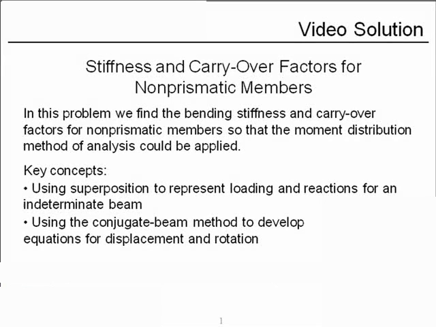If we have a frame with non-prismatic members, that is, members without a constant cross-section, the moment distribution method is still applicable, but the bending stiffness and carryover factors must be calculated for that unique member or set of members. So in this problem, we're going to find the bending stiffness and carryover factors for non-prismatic members. The key concepts we'll cover are using superposition to represent loading and reactions for an indeterminate beam, and using the conjugate beam method to develop equations for displacement and rotation.